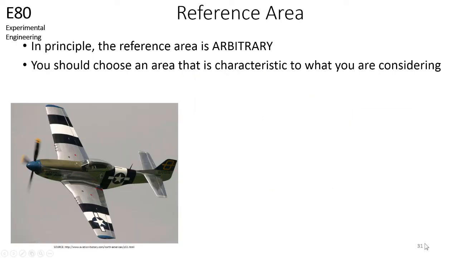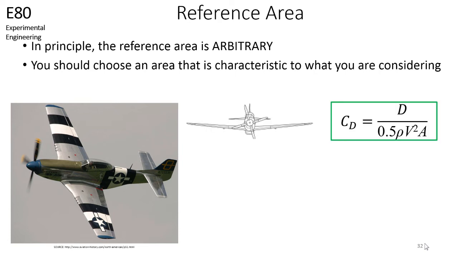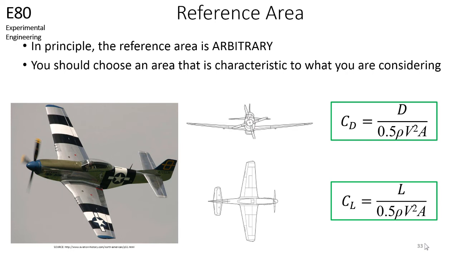So now let's summarize the concepts on reference area that you have just learned by looking at this P-51 Mustang. Here's a picture of it in flight. The airplane generates a drag force while it is moving. If you need to calculate the drag force of the P-51 while it is in level flight, you would need to know the frontal area of the aircraft and use this as the reference area in your drag coefficient equation. If you need to calculate the lift force, or the coefficient of lift, generated by the P-51 while it is in level flight, you would need to know this area of the aircraft and use it as the reference area.